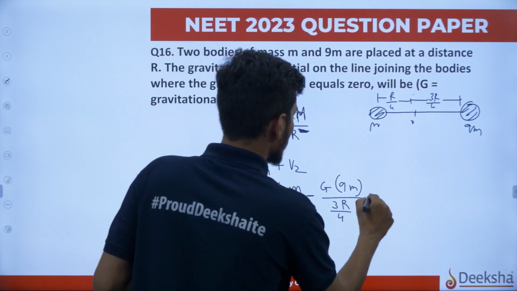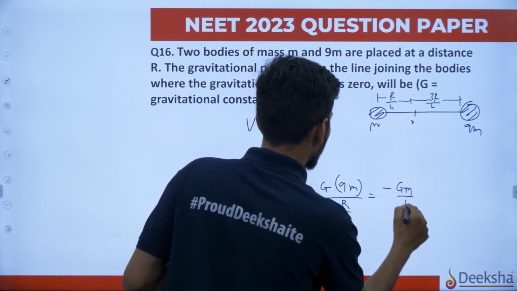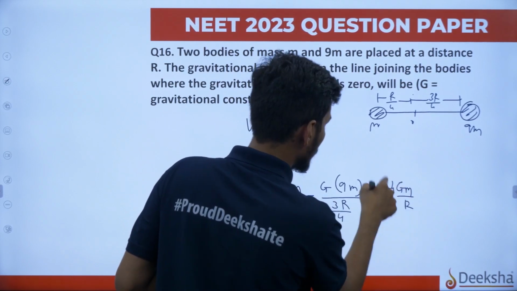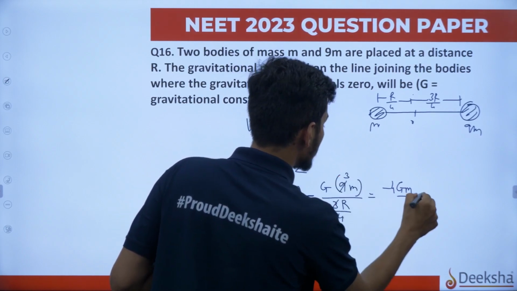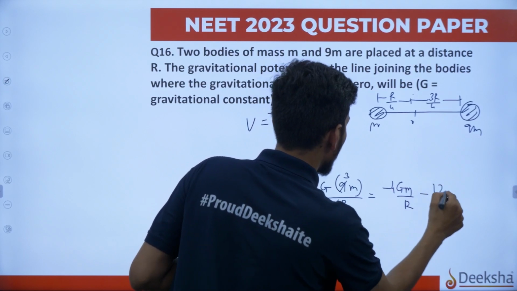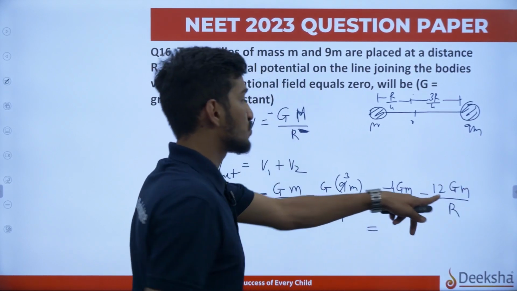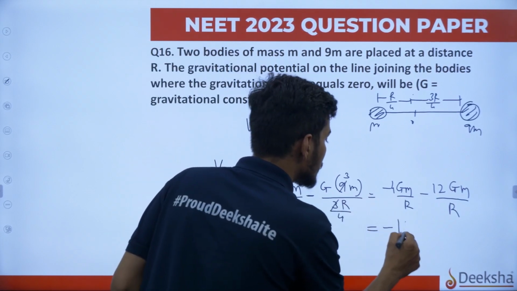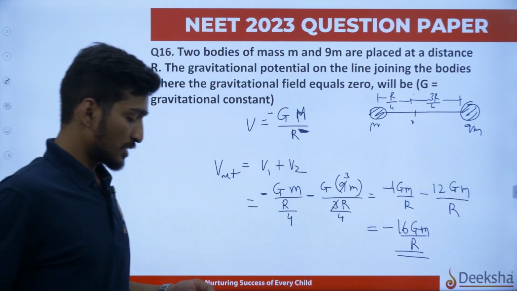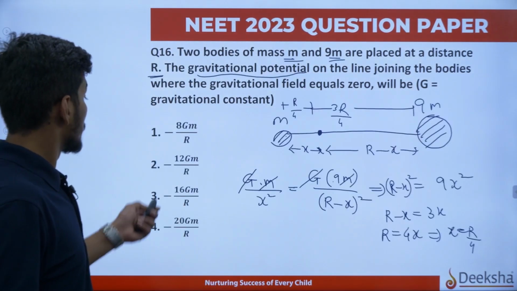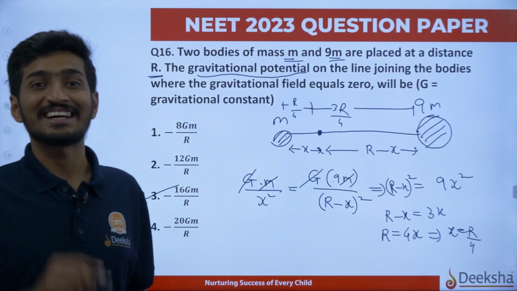So this becomes minus G m by r, the 4 goes in the numerator, and here the 3 cancels, the 9 goes up and this becomes minus 12 G m by r. Minus 12 minus 4, minus 16 G m by r. That should be my answer. Let's check if I am correct. Minus 16 G m by r is in the options, and it's option number 3. That should be the correct answer.